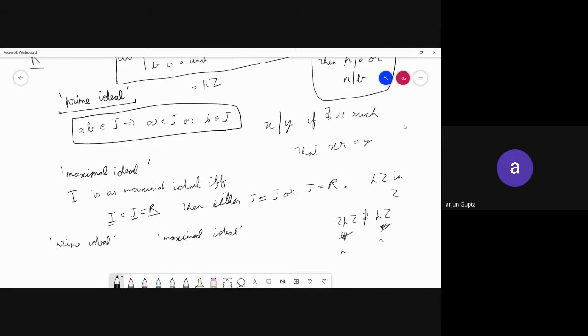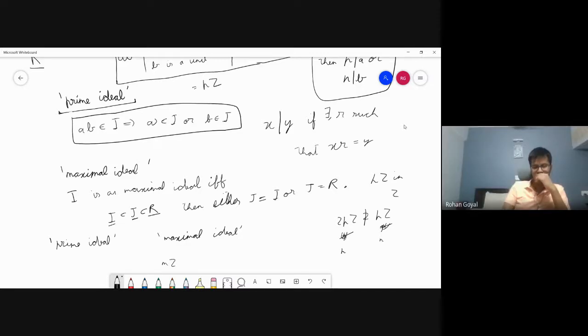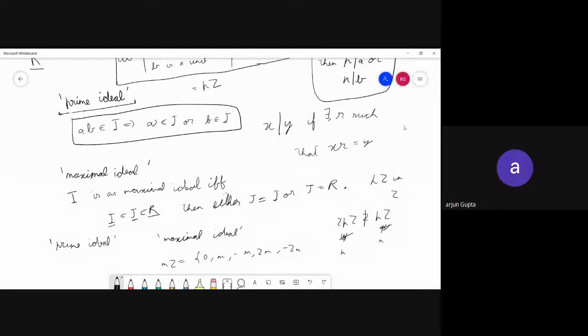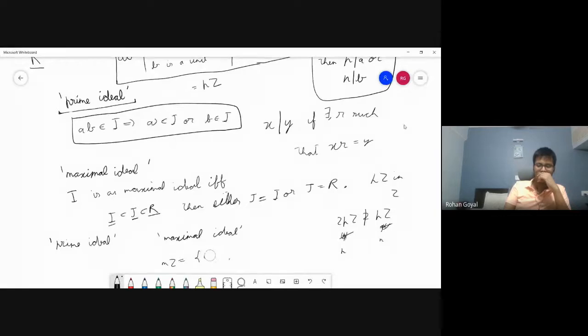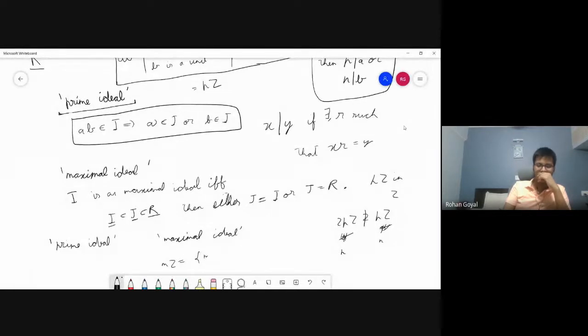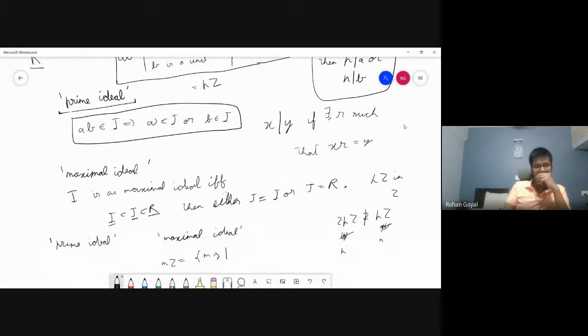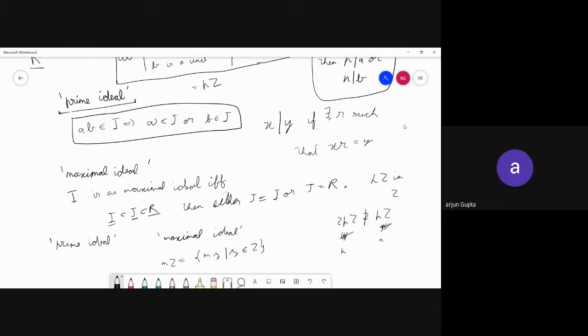How do you define pZ and 2pZ? mZ is defined as 0, m, minus m, 2m, minus 2m. Or a better way to put it, m times z where z is in Z.